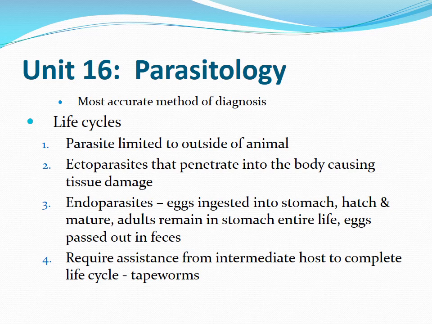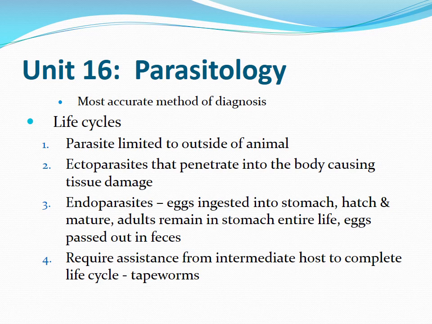The life cycles that you may see with parasites are limited oftentimes outside of the animal. Sometimes you see it has to go through a host in order to complete its life cycle. Ectoparasites that penetrate the body can cause pretty severe tissue damage, like grubs and things like that. Endoparasites ingested in the stomach can hatch and mature, so we can find adults that remain in the stomach the entire life, or eggs that will pass out in the feces and then go through the rest of their life cycle and have to get introduced into the digestive system.